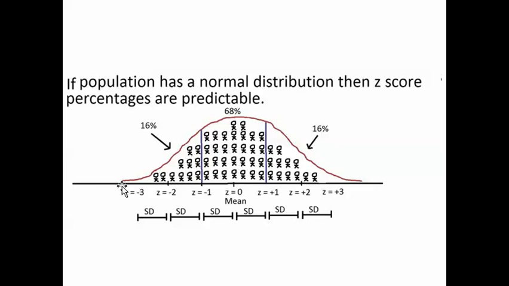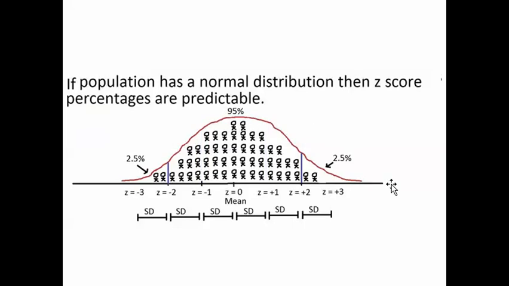If a population follows a normal distribution, then 68% of the population has a z-score between -1 and +1. 68% of them fall in here. Only 16% of the population has a z-score below -1, and only 16% of the population has a z-score above +1, out here.